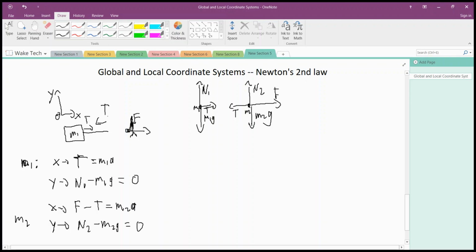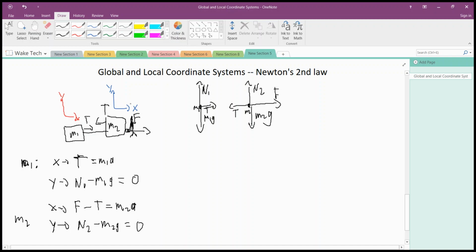If we wanted, though, we could have solved this problem a little bit of a different way. We could have created a coordinate system for each of our objects. So we could have created one coordinate system for one object, and we could have created another coordinate system for the other object. In general, you can create a local coordinate system for each free body diagram that you draw, so for each object in your system.